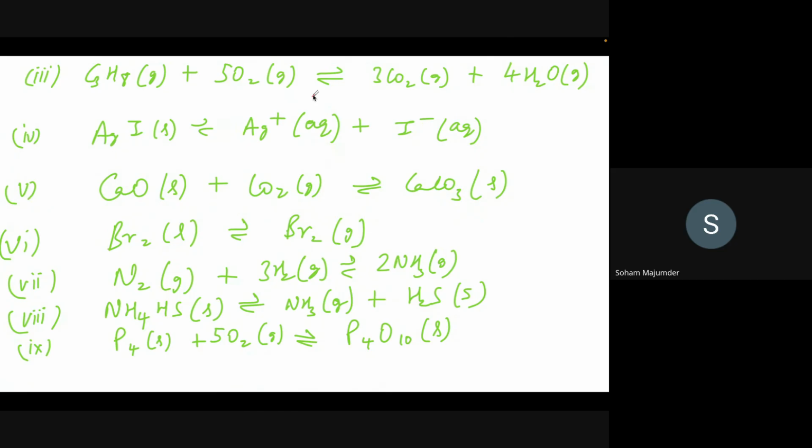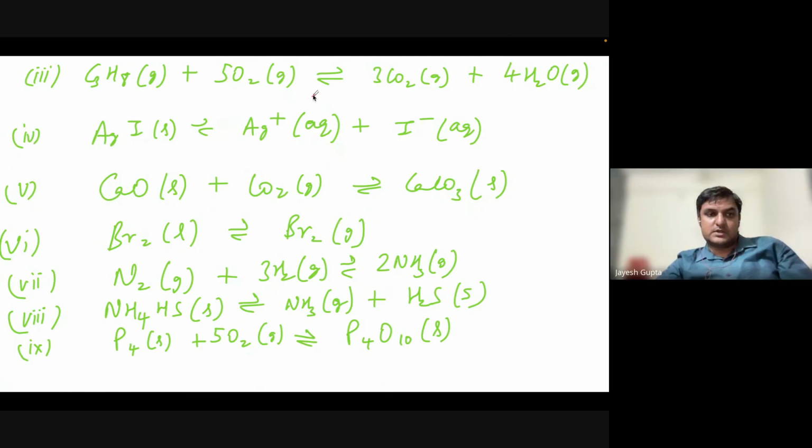Kc is the concentration of CO2 raised to 3 into the concentration of H2O raised to 4 by the concentration of O2 raised to 5 into the concentration of C3H8, and Kp is the partial pressure of CO2 raised to 3 into the partial pressure of H2O raised to 4 by the partial pressure of O2 raised to 5 into the partial pressure of C3H8, because they are all gases. Okay, very good. Saket, you tell the fourth one.